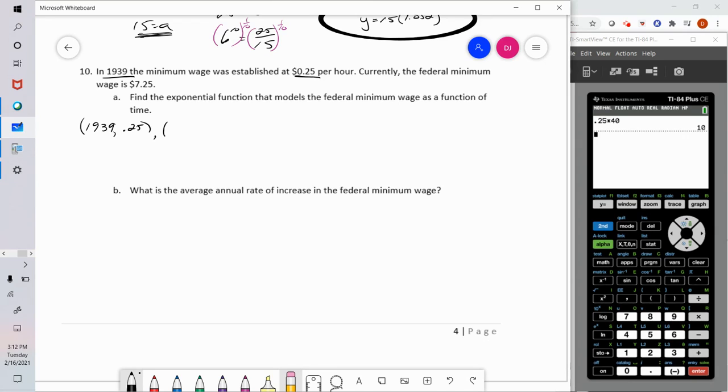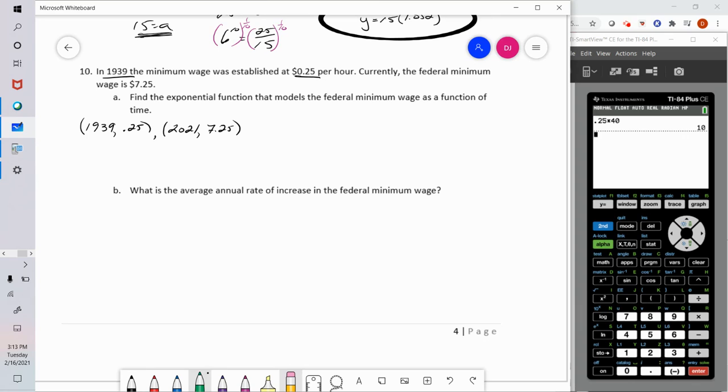Currently, even though it's up for debate right now, every couple of years we bring it up for debate, in 2021 the current federal minimum wage is still $7.25 an hour. Some states have raised it, I get that, but the current federal minimum wage is still $7.25. So I want to find an exponential function that models the federal minimum wage as a function of time.